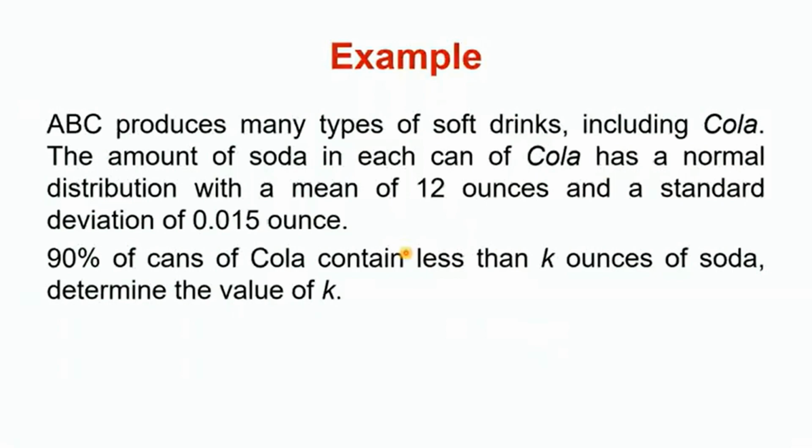Another example: ABC company produces many types of soft drinks. In this example, X is the amount of soda in each can of cola, which has a normal distribution. Mean is equal to 12 ounces and a standard deviation of 0.015 ounce. 90% of cans of cola contain less than K ounces of soda. Determine the value of K.